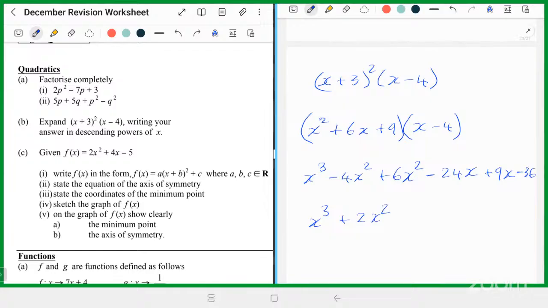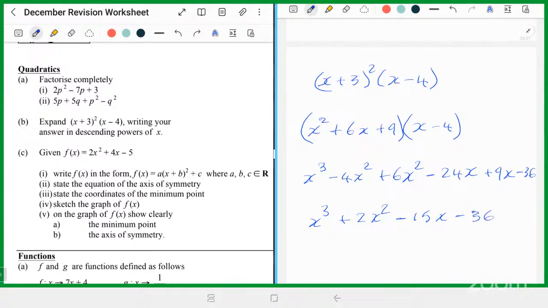Now you're doing these two, which is negative 24x plus 9x. Negative 24 plus 9 is negative 15. So you're going to get minus 15x. That's what we get from those two. And then this is the only constant value there. You get minus 36. So minus 15x and then minus 36.